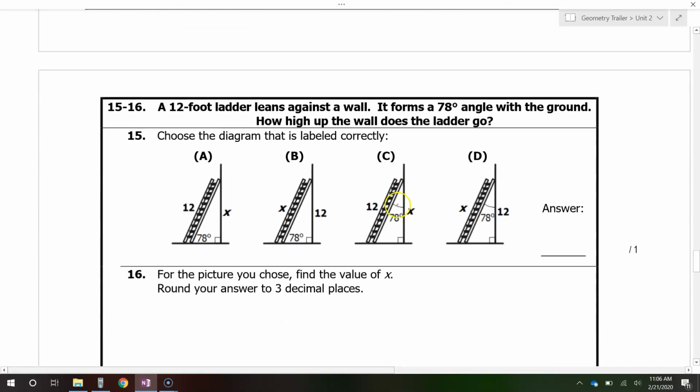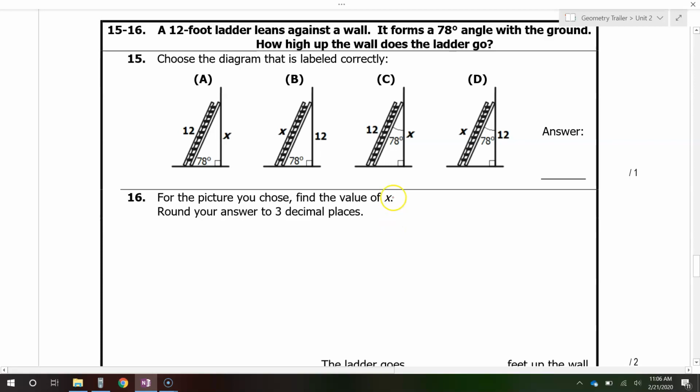All right, moving on. We are almost done. We just have a few word problems. We have a 12-foot ladder leaning against a wall. It forms a 78-degree angle with the ground. How high up does the ladder go?